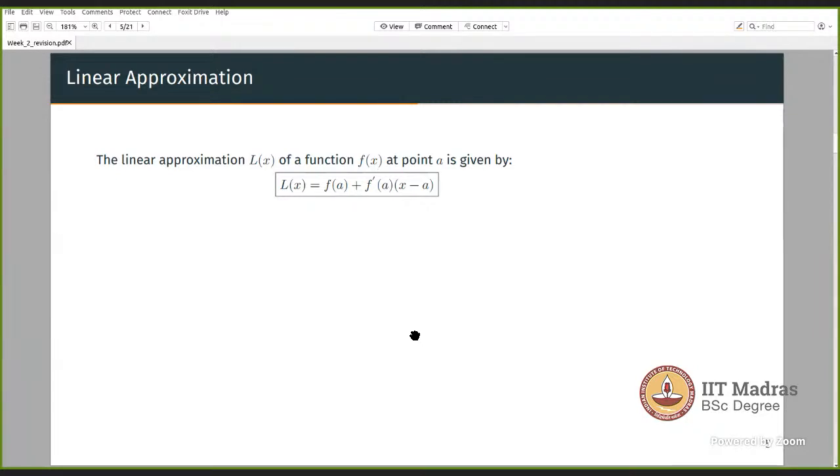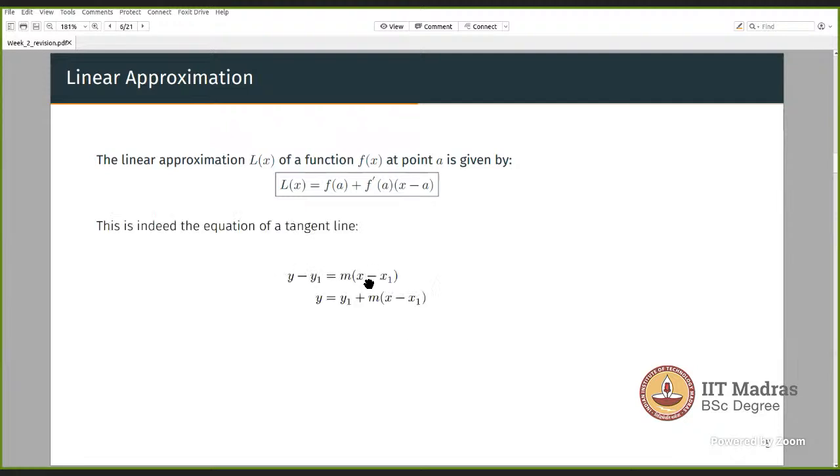Now how do we do that? Imagine you are zooming in again and again at that point x equal to a. What you will get eventually is a straight line. When you zoom in enough, you will get a straight line. And the equation of that straight line is basically your linear approximation. Now how do we find that?